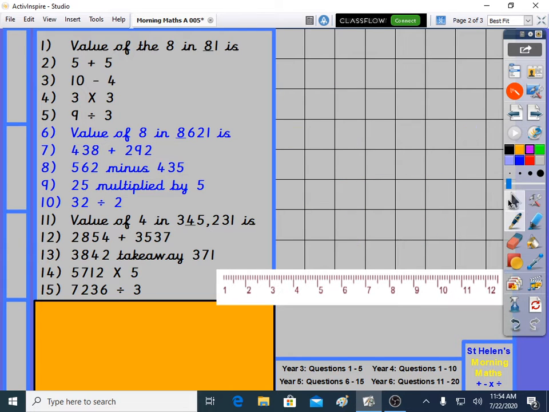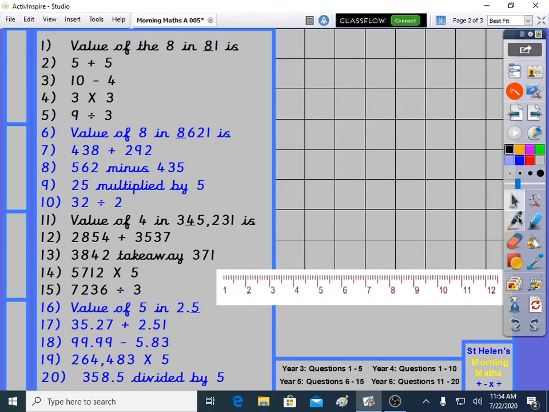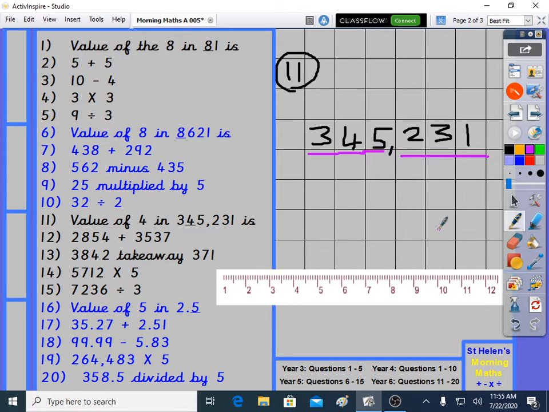Question 11 next. Move that for the fast people. Here we go with question 11. Value of 4 in, it's a big number for year 5, 345,231. Remember, with saying these big numbers, you say them in little chunks up to the comma. 345,231.